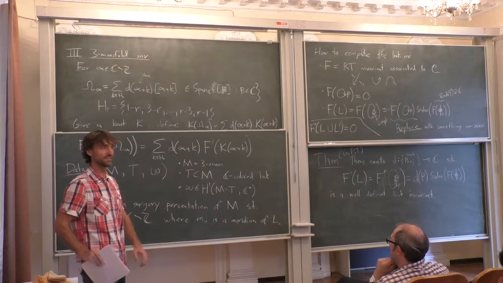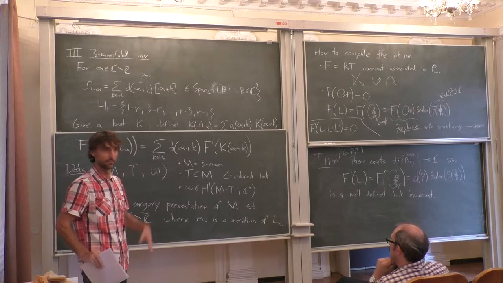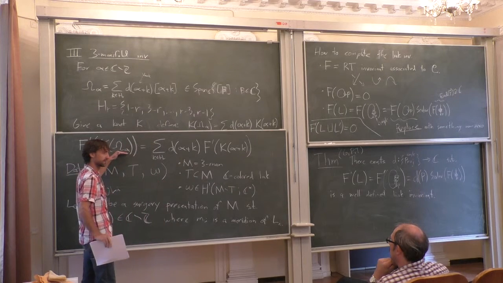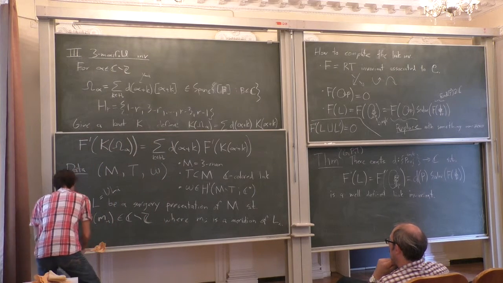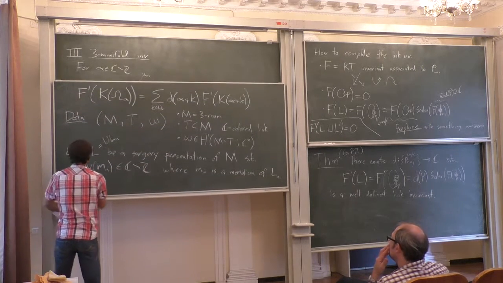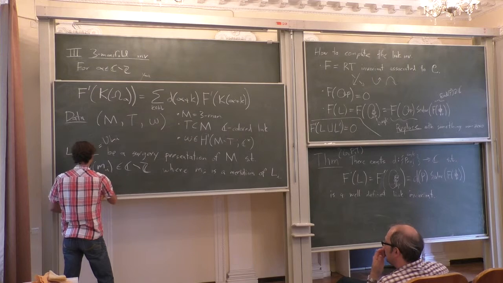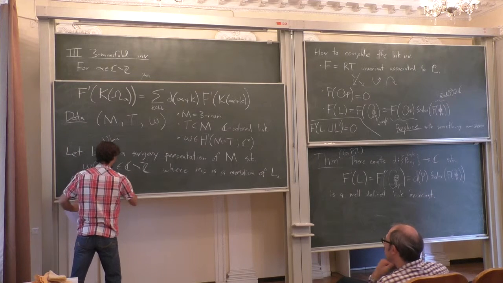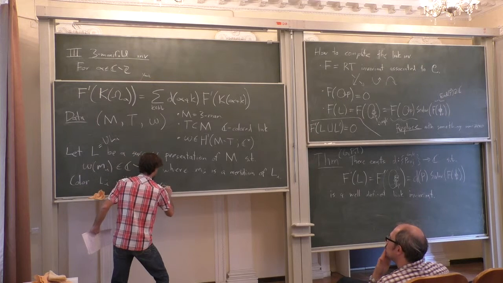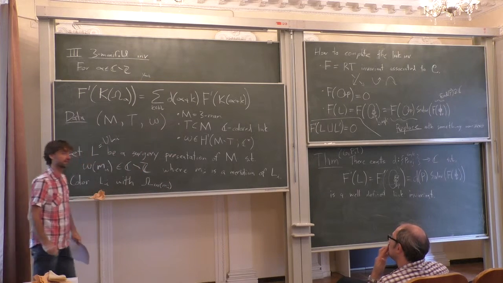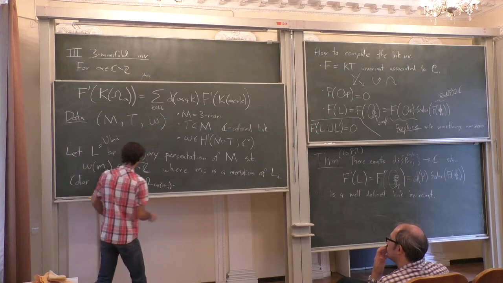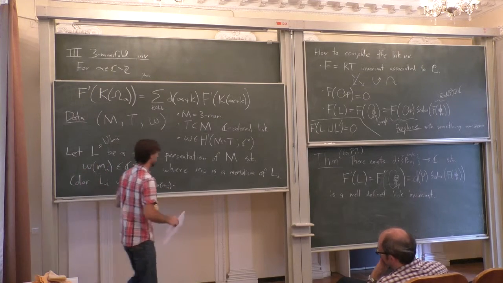Okay, we're making a big assumption there that even such a thing exists. But if you're given such a thing, now I can color each of these components with the Kirby color. So, color Li with that Kirby color coming from that meridian.